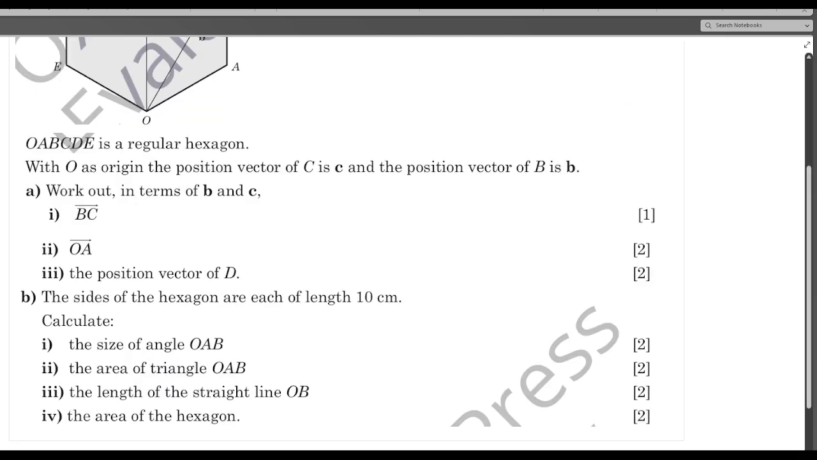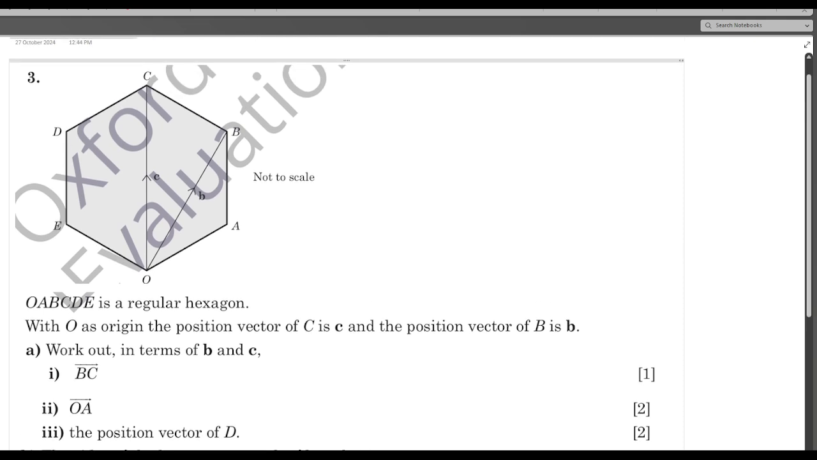Now question number 3. Question number 3 is OABCDE is a regular hexagon. O is the origin. The position vector of C is given by C and the position vector of B is given by B. Work out in terms of B and C your BC vector.